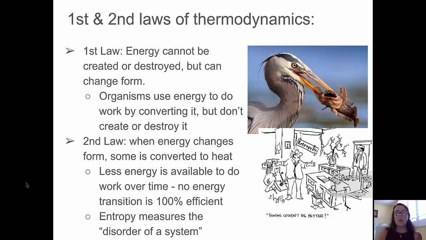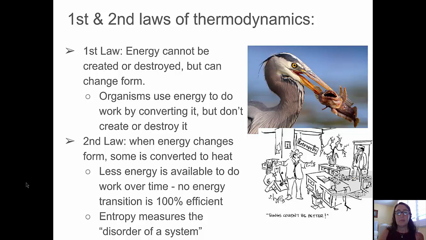And here we see an example with this organism, a great blue heron, who's eating a fish, and he's going to use the energy that he receives from that food to do work, so to fly or to move or to do more fishing and hunting. But he is not creating or destroying energy, he's just changing the form of it.